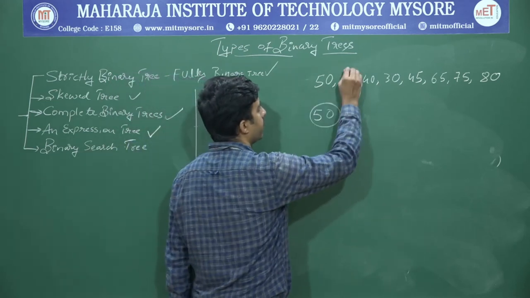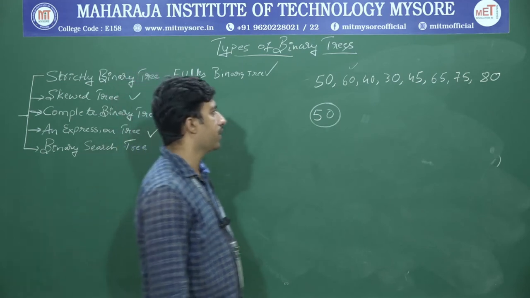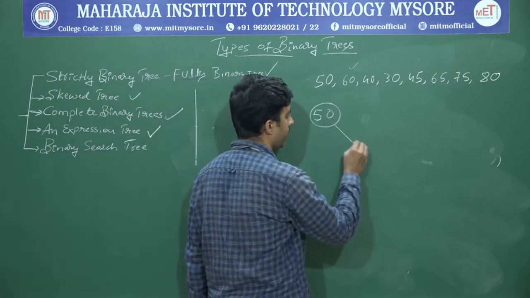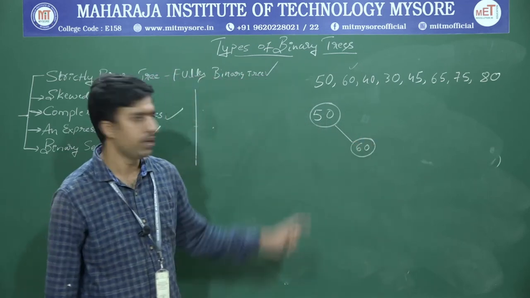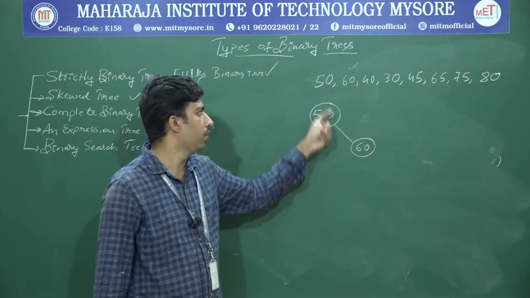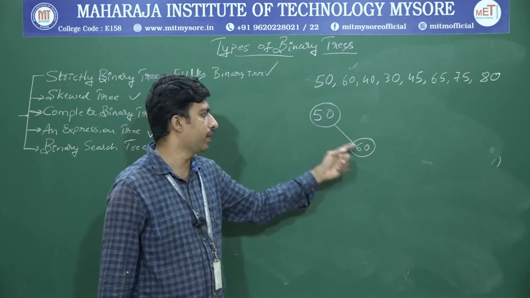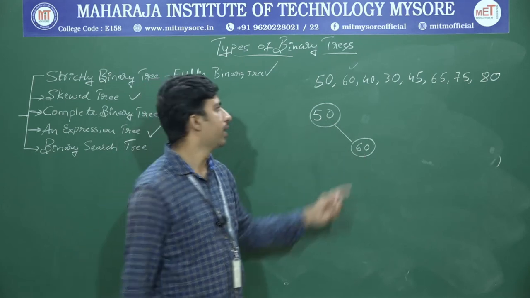See, 50, 60 come into the picture. 60 is greater than 50, so it moves towards the right side. 50 is the root node; the first element is considered as the root node. The next element is 60. It is greater than 50, for that reason it moves towards the right side.